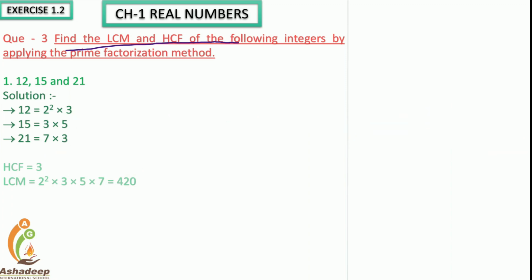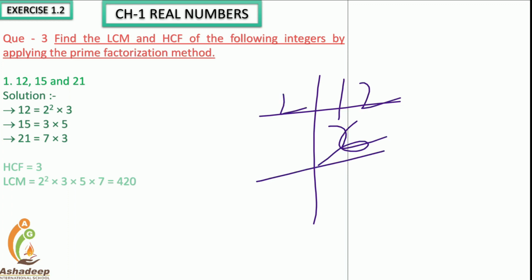So find out the LCM and HCF of the following integers applying the prime factorization method. If you are asked to find the HCF and LCM with the help of the prime factorization method, it is very easy, which we already did in standard 5. In the same manner, you need to do the sum. Simple, right? Prime factorization is nothing but this: 12, 2s are 6, 2s are 3, 3s are 1.